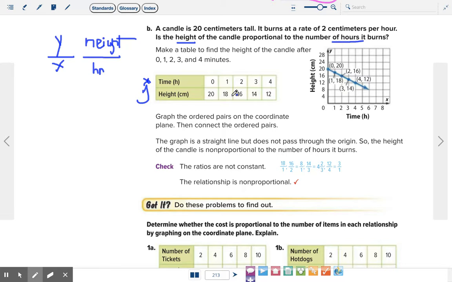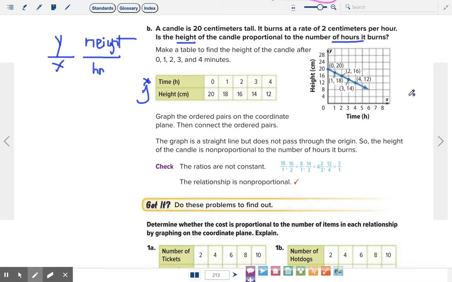So they're telling us after 1 hour, it burned 2 centimeters. So it's no longer 20 centimeters tall. It burned down 2 centimeters, so 18. So after 2 hours, you would take 2 more off. It'd be at 16. 3 would be 14, and 4 would be 12.